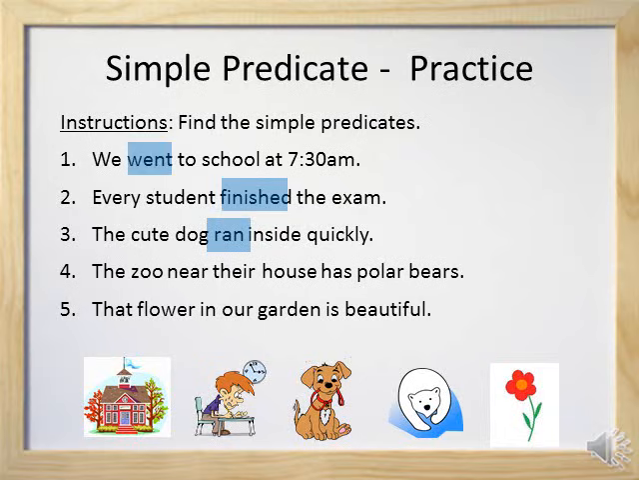Number 4, the zoo near their house has polar bears. First, let's find the one word that tells us who or what the sentence is about.